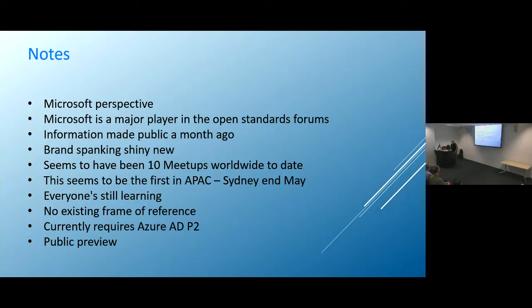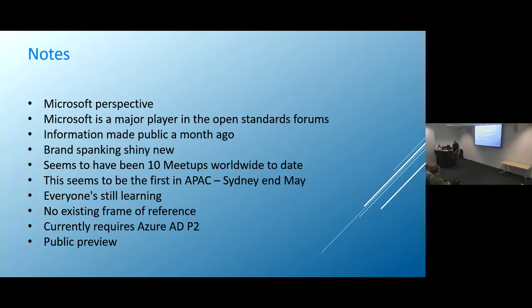One of the things that I found really difficult was that because it's so different, there's no frame of reference. Normally if I look at something in OpenID Connect, I know OpenID Connect, so I can relate this new protocol to the old one. This stuff is all brand new. At the moment, to run it and play with it, you need an Azure P2 license. That is not going to be the case going forward, but that's how they've implemented it for now. And as I said, it went into public preview less than a month ago.